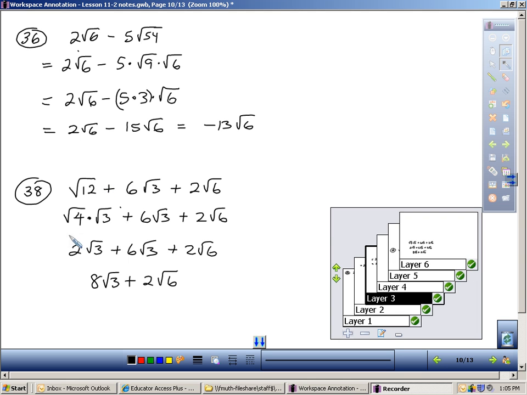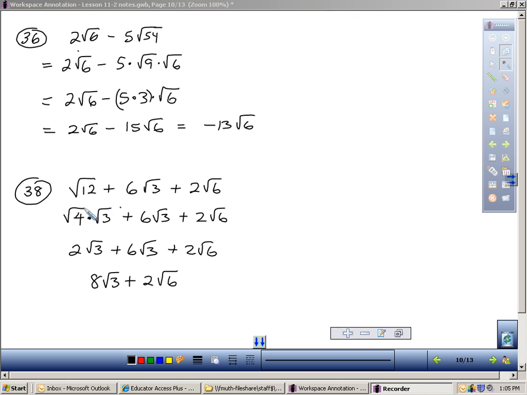So I'm going to break this up into radical 4, radical 3, and I still have the plus 6 square root of 3 and the 2 square root of 6. And the square root of 4 is actually 2, so I have 2 square root of 3 plus 6 square root of 3 plus 2 square root of 6. And you notice now these do have a like radical, square root of 3. So I can add these. 2 square root of 3 plus 6 square root of 3 is 8 square root of 3.